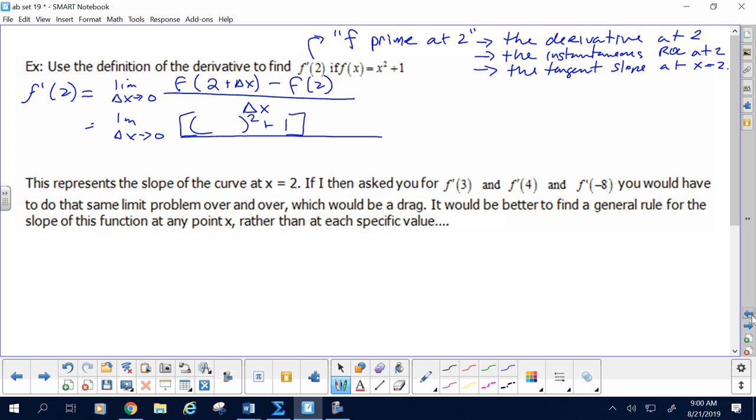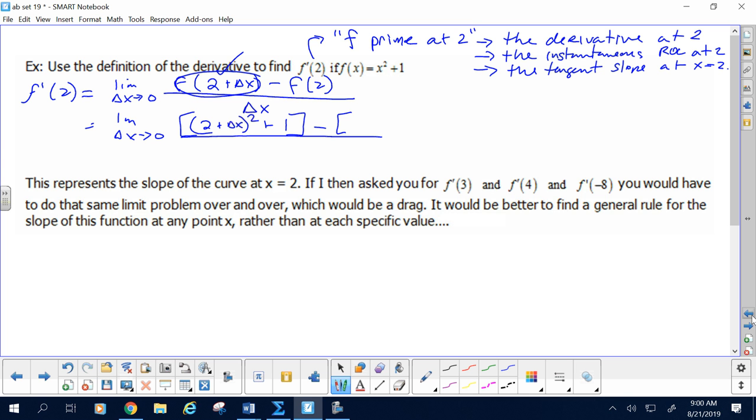So remember the function says this is what you do, and the inside tells you this is what you put into what you do. So this is what I do. The function is x squared plus 1, and what I put in is 2 plus delta x. You follow? All right. That's just what I've done so far. That's f when I put in 2 plus delta x.